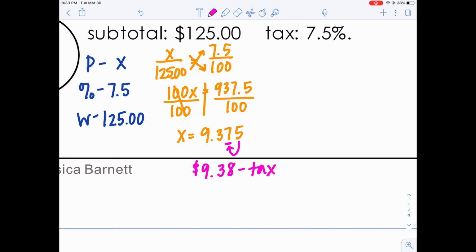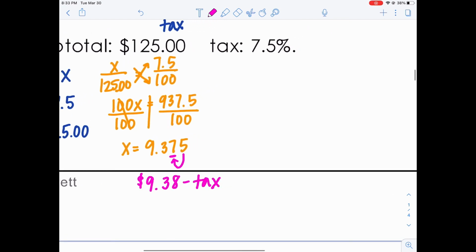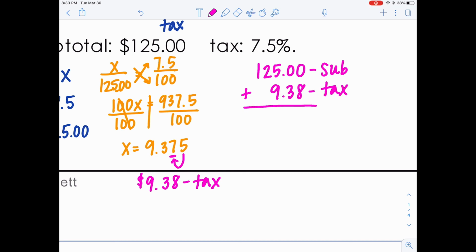Now remember, the question did ask you to find the total, so you need to go back and add. You need to take the subtotal, $125, and add it to the tax. We found the tax was $9.38. And when I add those two things together, I should get that it is $134.38 for my total with tax.